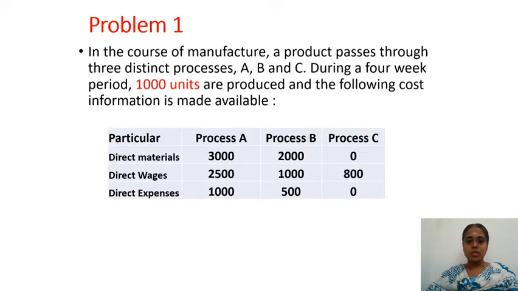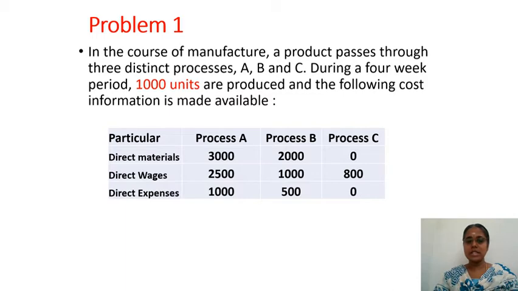So I want you to note this first problem. In this problem, there are three processes: process A, process B, and process C. So you will have three T accounts: T account for process A, T account for process B, and process C account. So what are the data that is given? Direct materials that are purchased for process A, direct wages that are spent for process A, and direct expenses for process A, as well as for process B and process C.